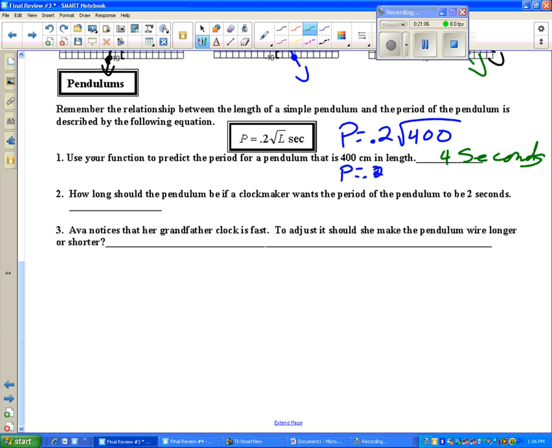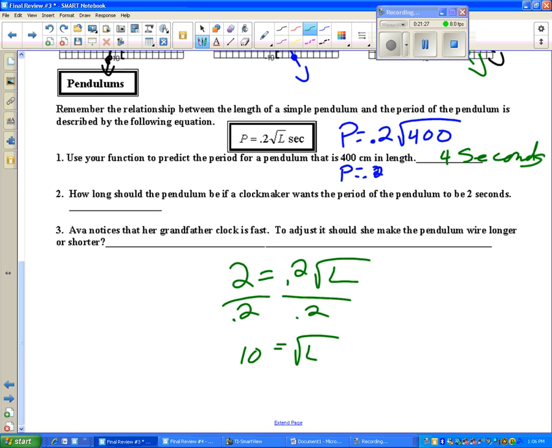How long should the pendulum be if the clockmaker wants the period to be 2 seconds? So I want my period to be 2 seconds. This is 0.2 times the square root of L. Divide both sides by 0.2. 2 divided by 0.2 is 10, is equal to the square root of L. Square both sides. So my length is equal to 100. So this is 100 centimeters.